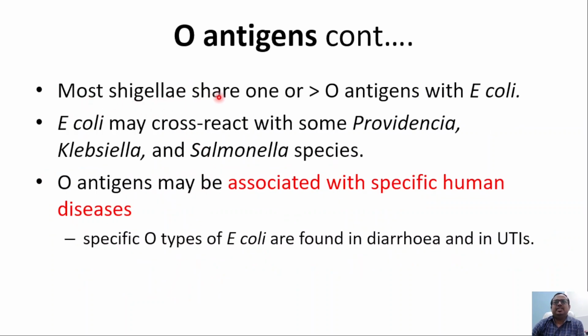Most Shigella share one or more O antigens with E. coli, and that is the reason for the cross reactivity between Shigella and E. coli. Also, E. coli may cross react with some Providencia, Klebsiella and Salmonella species. O antigen may be associated with specific human diseases, and specific O types of E. coli are found in diarrhea and urinary tract infections.